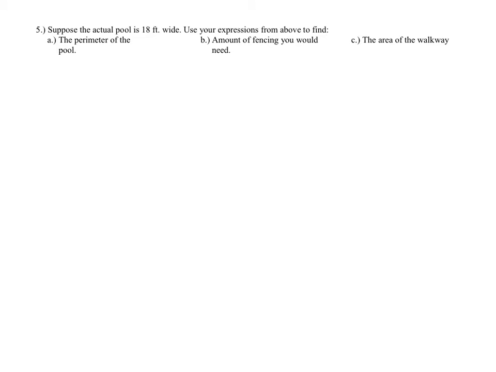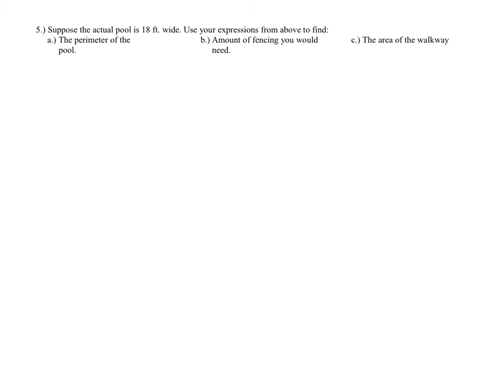All right, number 5, I'm asking you now to look at everything that we've just done with that pool. And I'm saying, now suppose the actual pool is 18 feet wide. Use your expressions from above to find the perimeter of the pool, the amount of fencing you'd actually need, and the area of the walkway. So let's start with A, the perimeter of the pool.